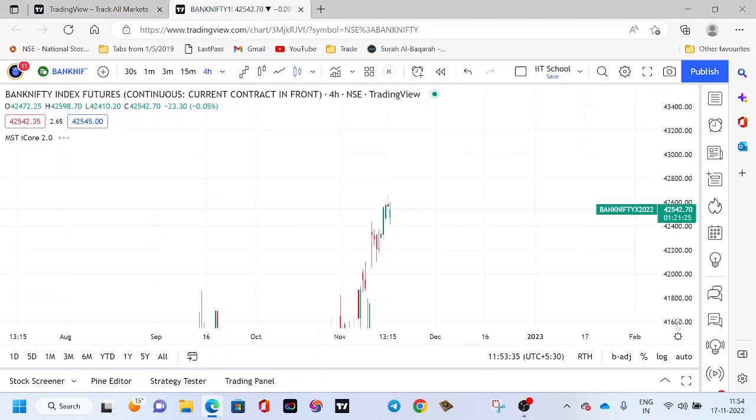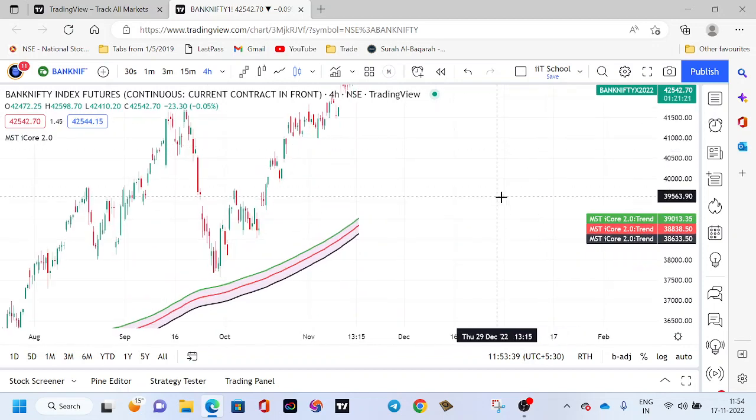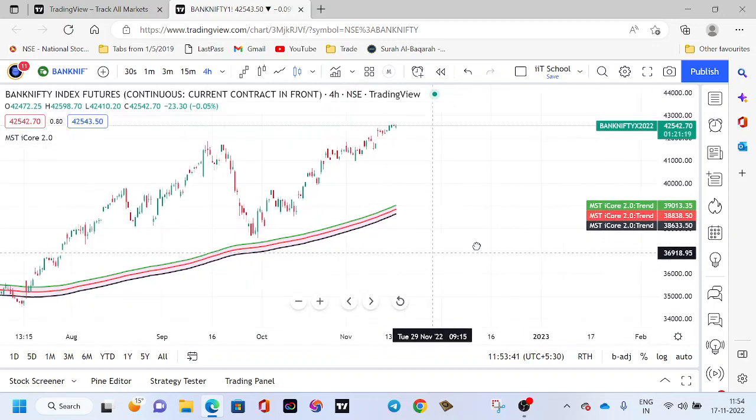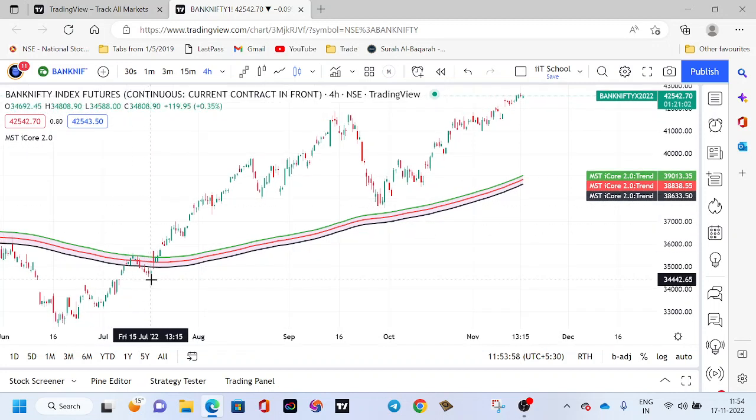4 hours or 1 hour 15, minimum 15 minutes you have to keep for positional trading. Now you see, whenever the market has closed above this trend zone, you have to buy. Whenever the market has closed below this trend zone, you have to sell, either futures or options. So now you can ask what happened here.